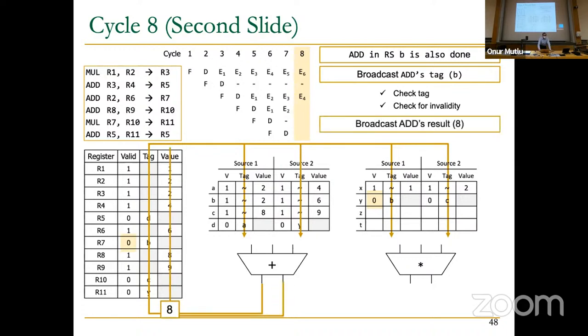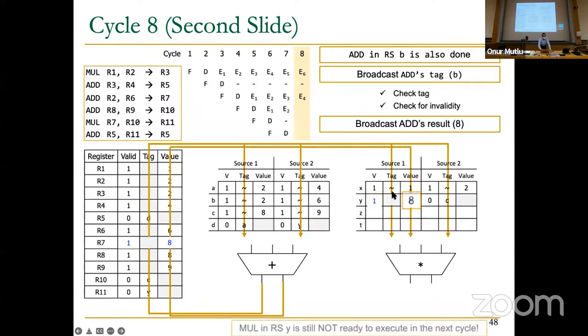And then concurrently the value gets broadcast and the matching ones capture the value, okay? So R7 becomes eight at this point, it's valid for later instructions that are going to get the value, they can get it from the register file or register alias table, that's good. This instruction now has one of its sources ready, but unfortunately it cannot execute in the next cycle because the other source is still not ready, okay? So it's still going to wait for someone else to produce that source.